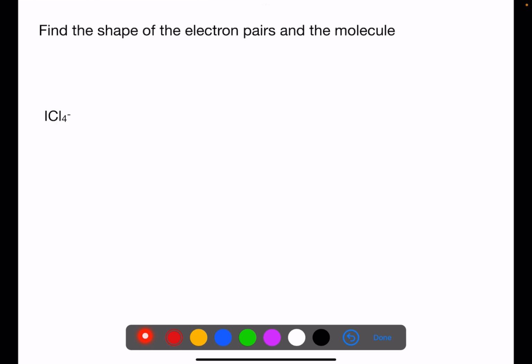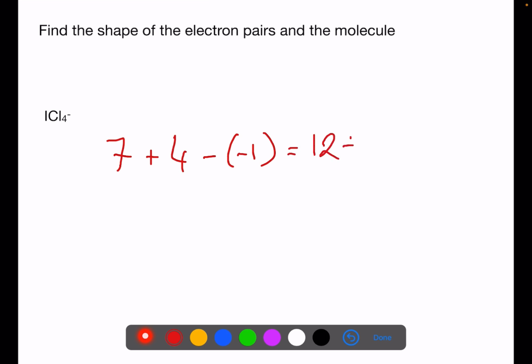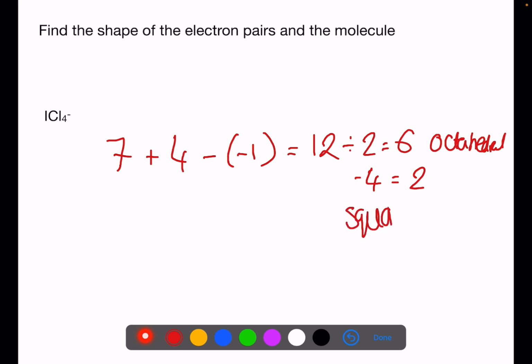And our last one here, ICl4-, so you have 7 plus 4 things attached, minus that 1 minus charge, so that will add on. So that'll give you 12 electrons around the centre. Divide it by 2, we've got 6. So your electron pairs are octahedral. We're going to take off the 4 things that are attached, so we've got 2 non-bonding pairs, so the molecule itself will be square planar.